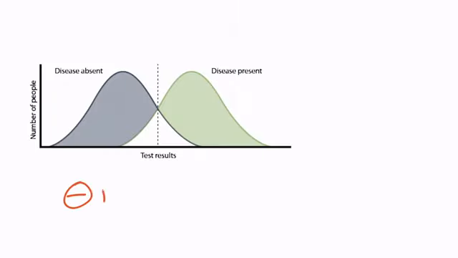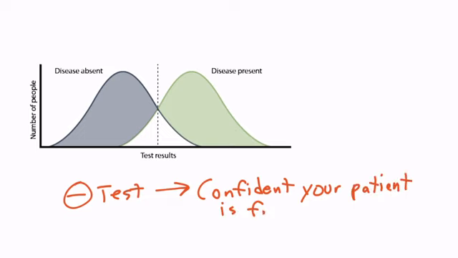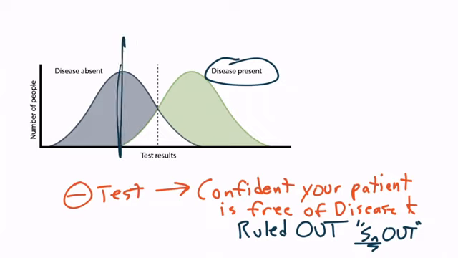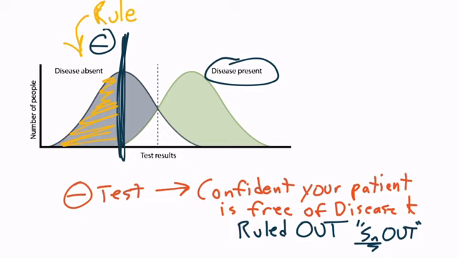So our patient got a negative test, and you feel confident that your patient is free of disease K. In other words, this test ruled out disease K. And recall the mnemonic, SNOUT. Therefore, we have a very sensitive test. Recall that sensitive tests have cutoff values low enough that they will catch most or all of the diseased patients. So somewhere around here. So our patient with a negative test result must have fallen somewhere in here. And we ruled out disease.